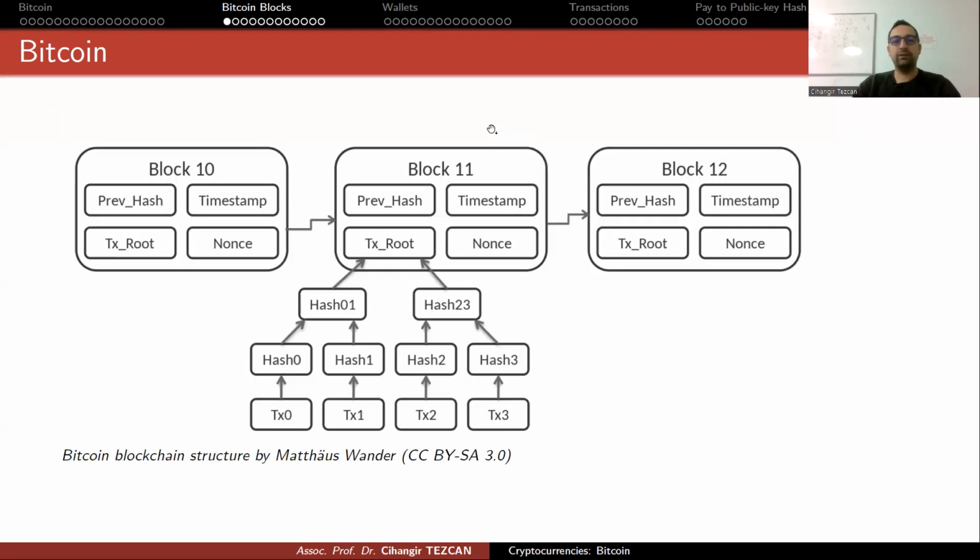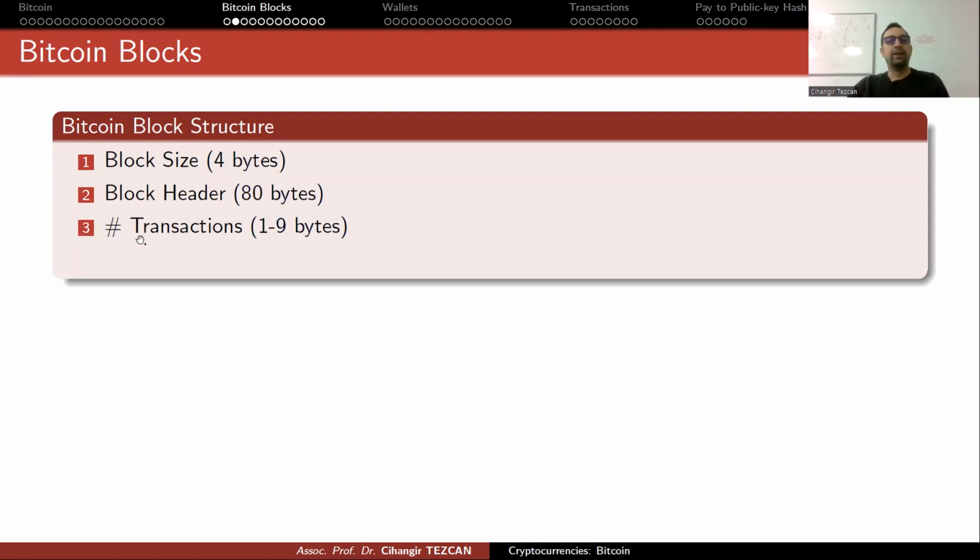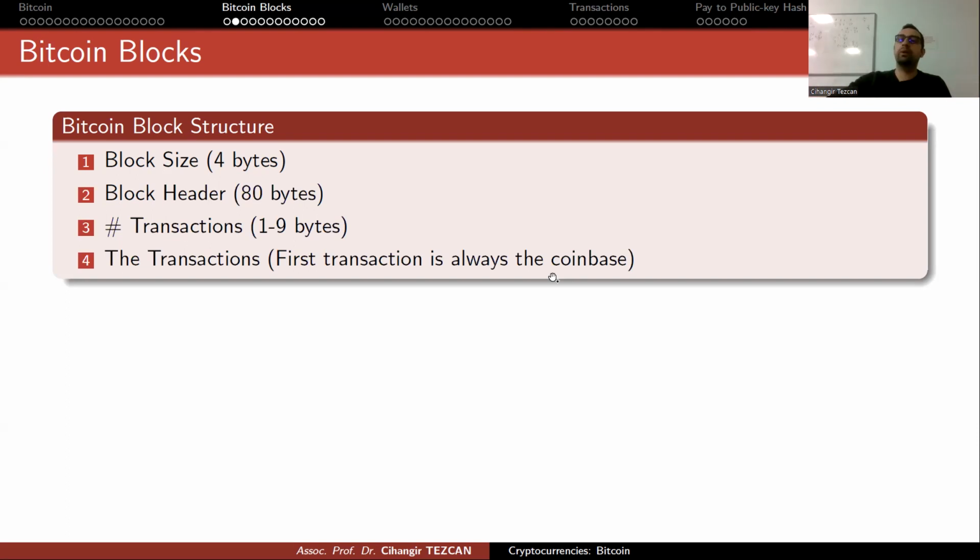So as I mentioned, we have the block headers and block data. First, let's look at what is in these headers and what is the block data. So the block structure is as follows. You first write the block size in 4 bytes. You have the block header, 80 bytes. Number of transactions, it varies between 1 to 9 bytes. And the transactions. The first transaction, as I mentioned, is the transaction where the miner awards Bitcoin to themselves, which is referred to as the coinbase transaction.